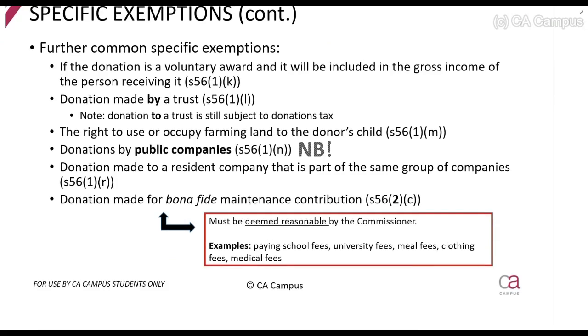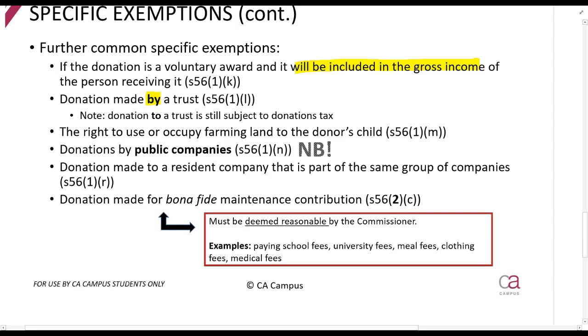If I give you a donation, but it will be included in your gross income, then it will not be subject to donations tax. So this is just the idea to not have it taxed twice. So let's say you did a very good job this year, and I say, I'm so impressed, here's a donation of money to you. You will be taxed on that because it will be linked to your job performed, so you'll be taxed in gross income. Then there will be no donations tax. Okay, important here, if a donation is made by a trust, there will be no donations tax.